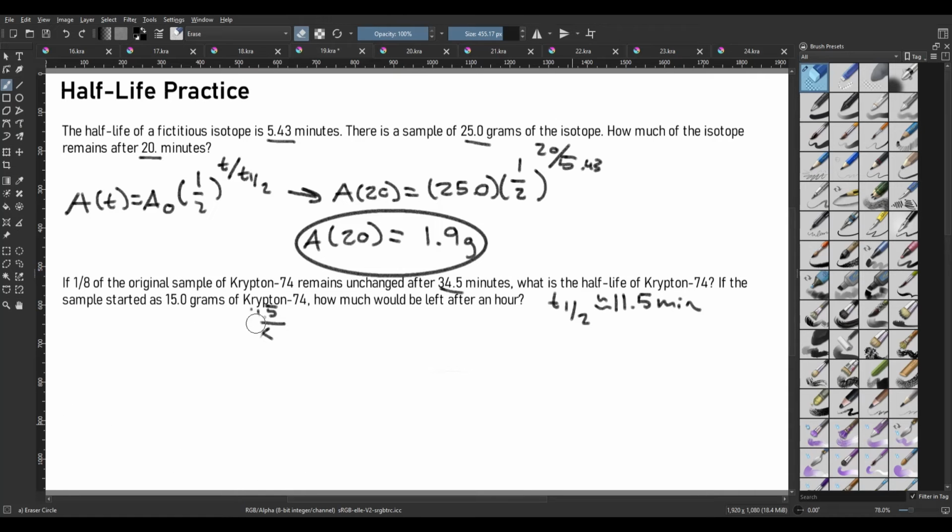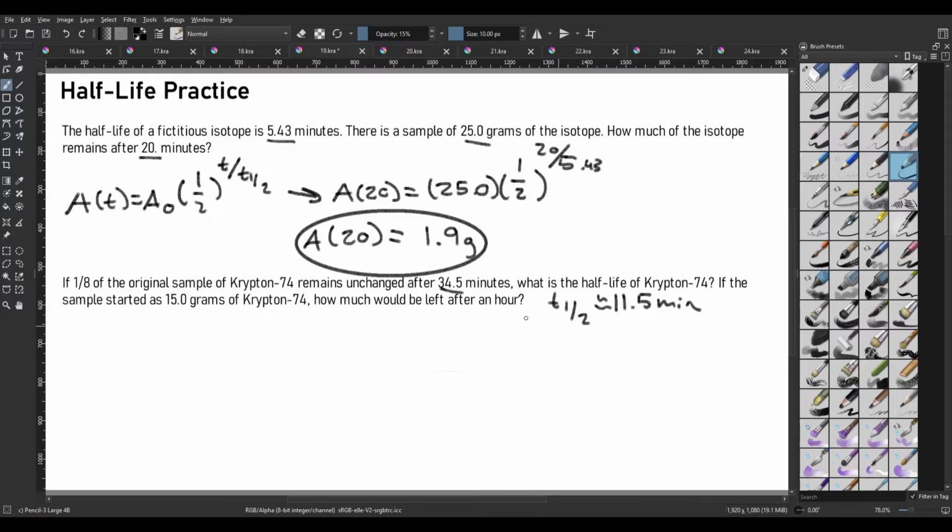And we can solve this with algebra, no calculus needed. There is a calculus derivation of this equation, but that's a little bit more than what we need to worry about. So if the sample started as 15 grams, how many remain after an hour? So we know the half-life, we know how it started, and we know the elapsed time. So let's use our equation more directly.